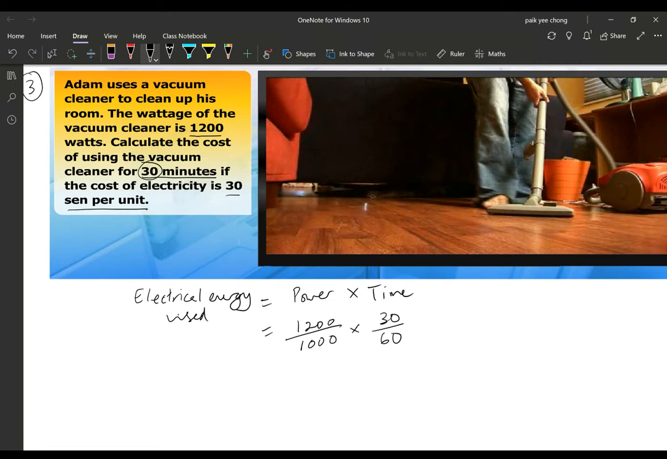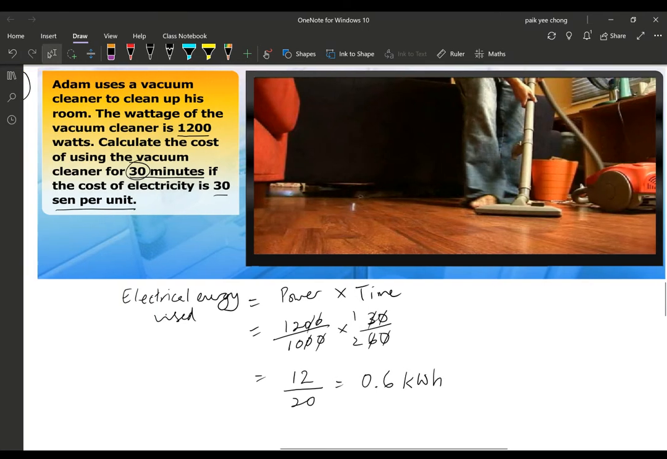Okay, so now we simplify this. Cancel your zeros, and you get 1 over 2. So it's 12 times 1 is 12, 10 times 2 is 20. Then you simplify that, and you will get, how much is that? 12 divided by... you divide by 2, because you times 5, and then you get 0.6 kilowatt hour. Okay, so this is your answer, but this is not the final answer because they want you to find the cost.